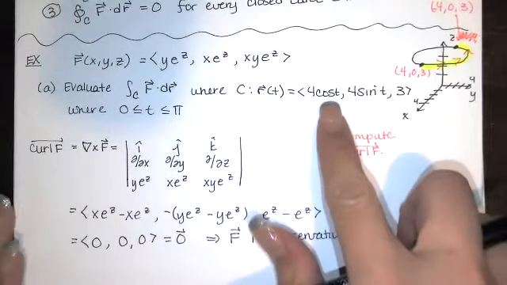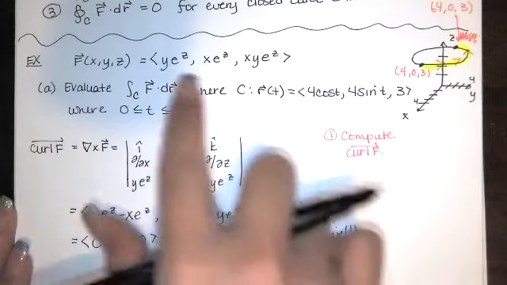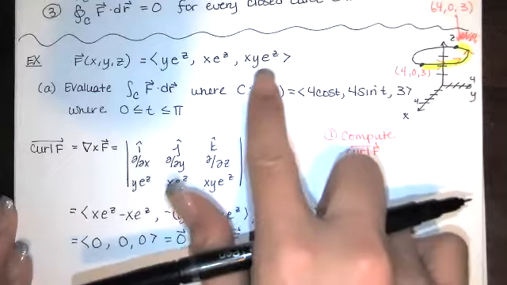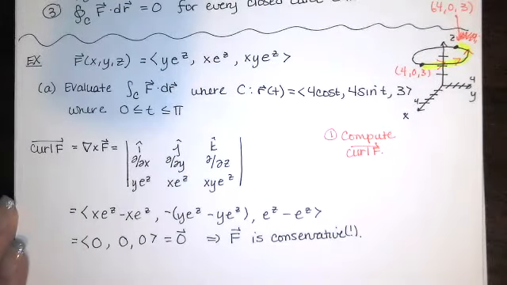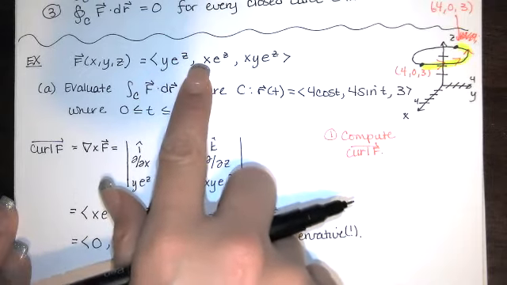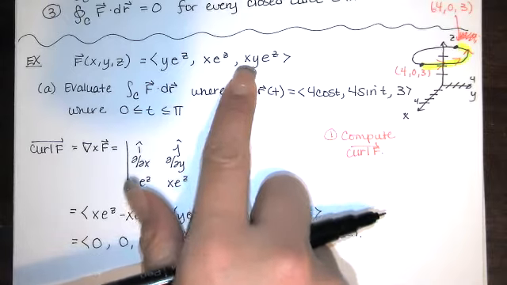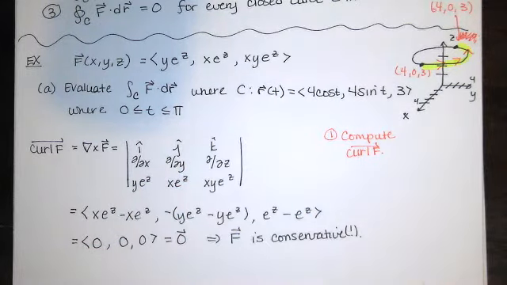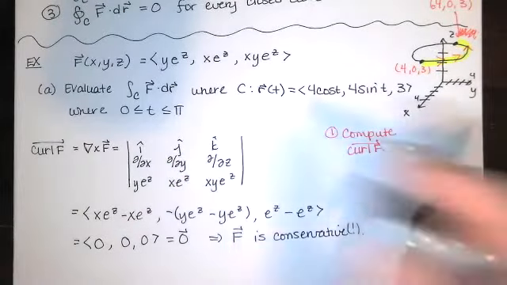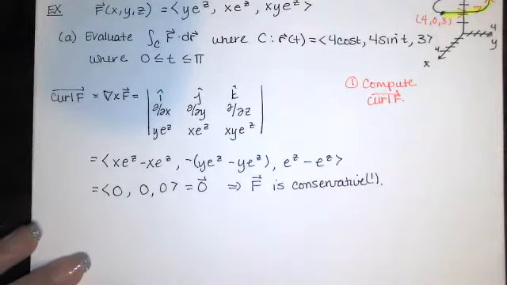I mean, we could replace x with 4 cosine of t, replace y with 4 sine of t, and replace z with 3. We just have these e to the thirds everywhere. Those are just constants. That's not a big deal. And then we'd have 4 sine of t, 4 cosine of t, 16 times sine of t times cosine of t, which we could reduce with a trig identity if we wanted to. Then we just have to compute r prime for this, take a dot product, integrate from 0 to pi. But now we know our field is conservative.